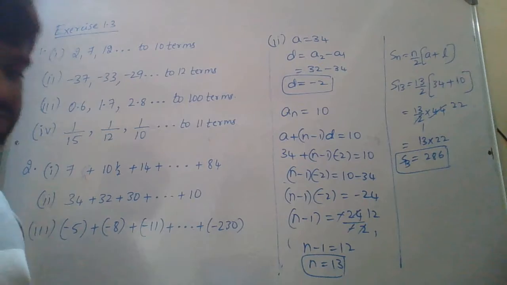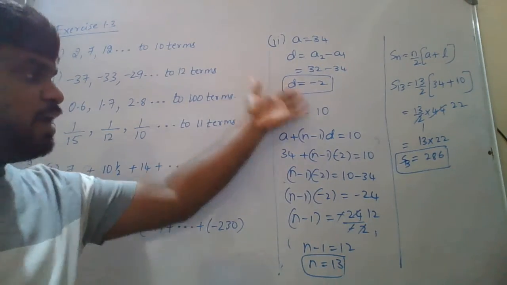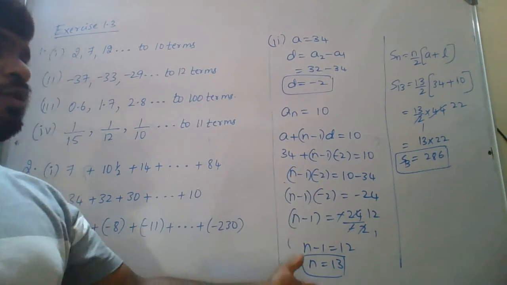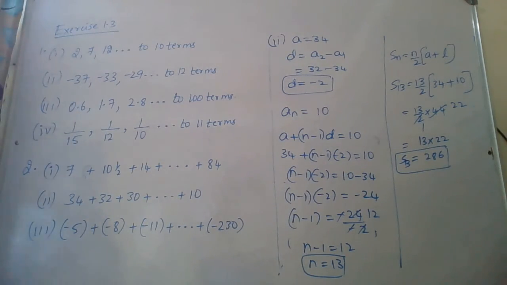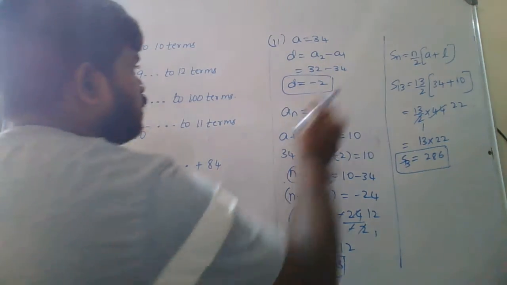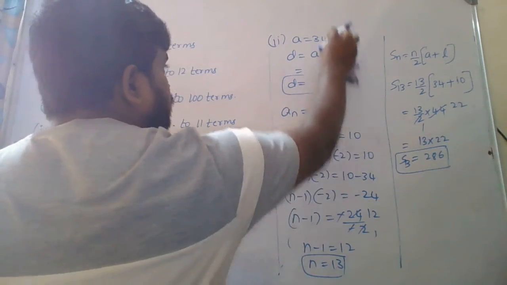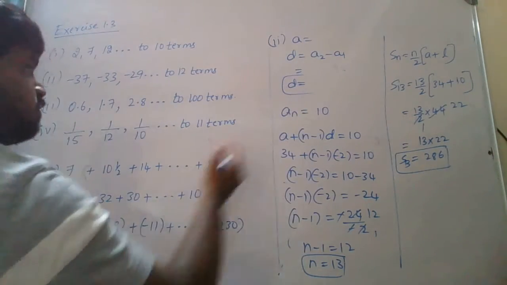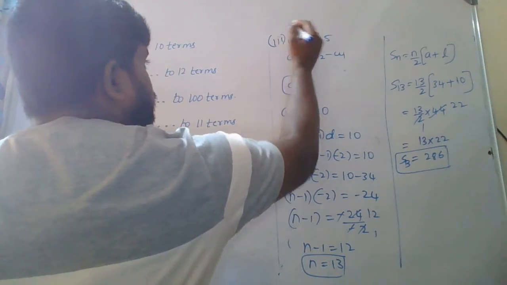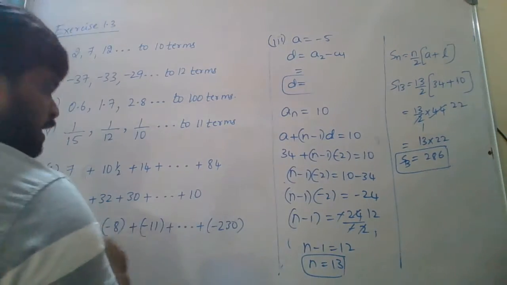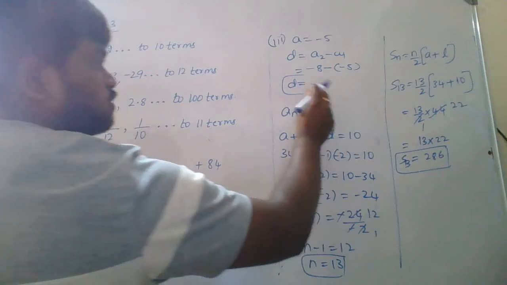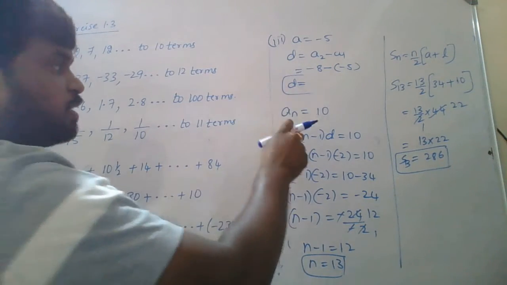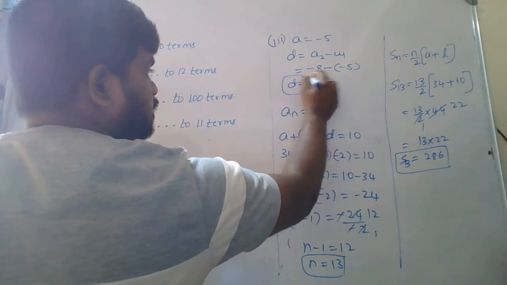So let's get into the next problem. Isn't it similar to the first one that we did? We found the value of a and d, then n was not known. We found n. Once all three are known, you can solve it. The next question: minus 5, minus 8, minus 11 up to minus 230. So here, same thing. a value is minus 5. d is a2 minus a1. a2 is minus 8 minus of minus 5. Minus into minus is plus. So minus 8 plus 5, which gives you minus 3.